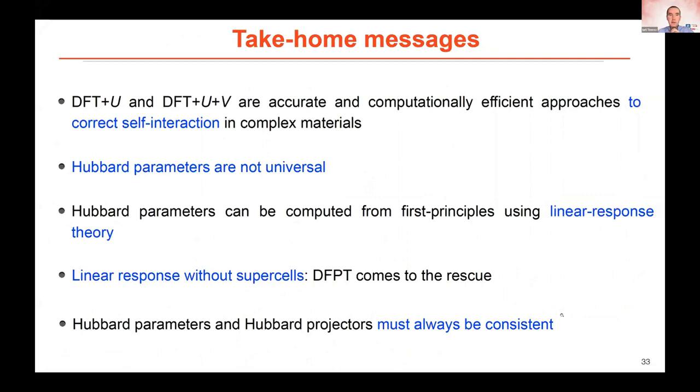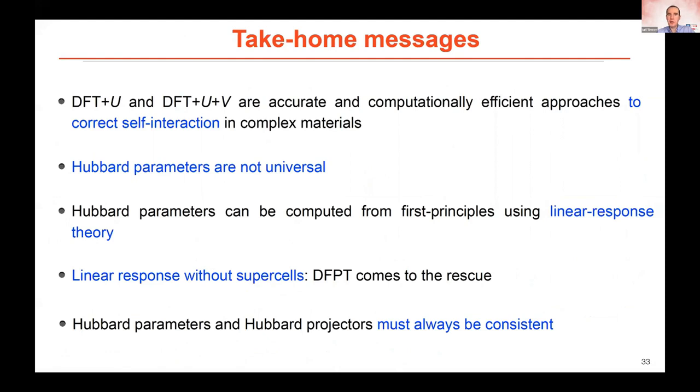Okay, and take-home messages. So DFT plus U plus V is accurate and computationally efficient to treat self-interaction error. Hubbard parameters are not universal. I hope you really take this with you after this lecture. Hubbard parameters can be computed from first principles. There are many methods, but here we discuss the linear response theory.